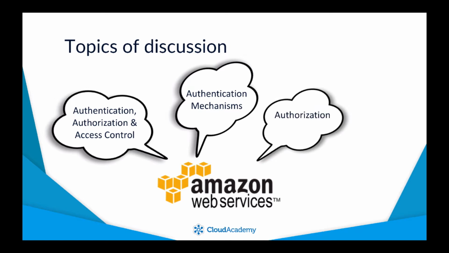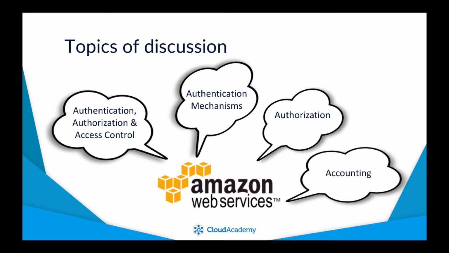Following this, we'll take a look at authorization in AWS. There are a variety of methods to authorize an identity in AWS, so in this section I'll cover some of those most common. Finally, we'll take a look at AWS Accounting. When looking at accounting, I will define what this is and dive into AWS billing and cost management, along with an overview of the AWS CloudTrail service.